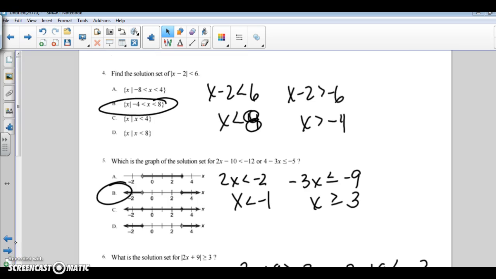Number 4 is another absolute value. You would have x minus 2 is less than 6, and x minus 2 is greater than -6. And if you solve these, you get x is less than 8, x is greater than -4, and you get that answer is answer B. You could eliminate C and D because there's only one answer and you need 2.